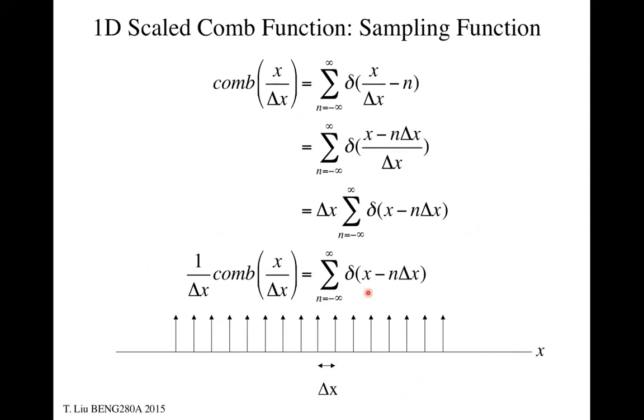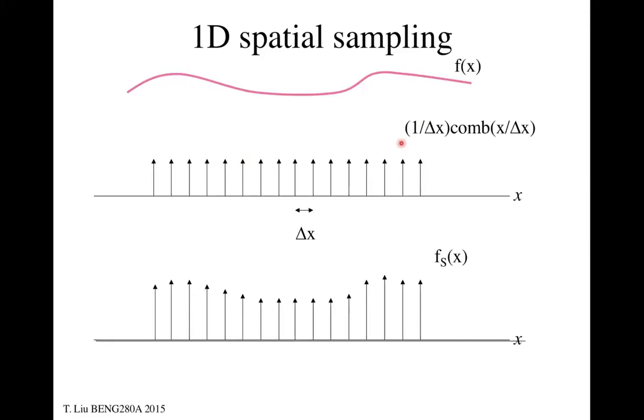A 1D version of the comb function looks like this. Again, it's just delta functions sitting on the axis separated by delta x. And we're going to use this 1D comb function to generate an analytical function which we call the sampled version of f of x. And that's shown here, where basically the weights or the heights of these delta functions are provided by the values of f of x at the discrete points that are separated by delta x.